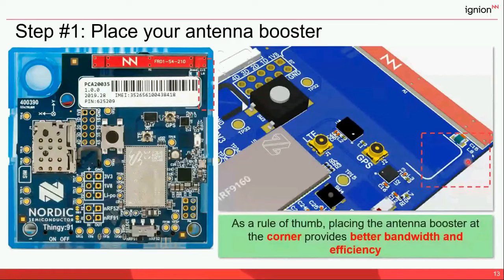You have the antenna booster in red, then a feeding line that goes to the electronics with the matching network and eventually reaches the Nordic transceiver for LTE as well as GPS. So always, as a rule of thumb, feeding the antenna booster at the corner of the ground plane provides the best bandwidth and efficiency for your device.